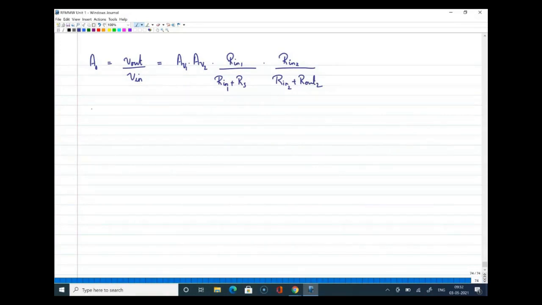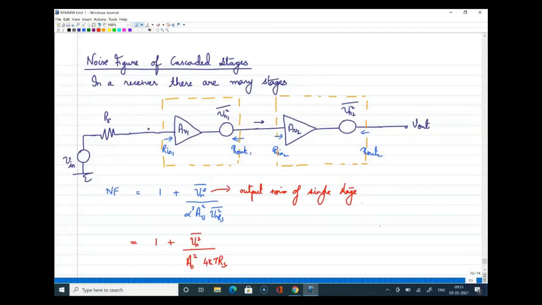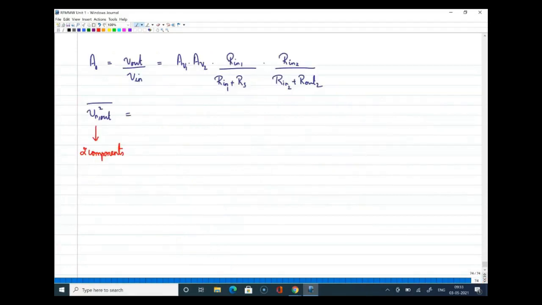Now, if I write Vn out square for the noise figure, in order to write the noise figure, if you want to express the output noise component, basically there are two components I need to consider. Right. So what is the first component? If I want to write the noise at the output, I need to consider two components. One is the noise of the second stage. Second is the noise of the first stage, attenuated and amplified by the gain of the second stage. There are two things, right?